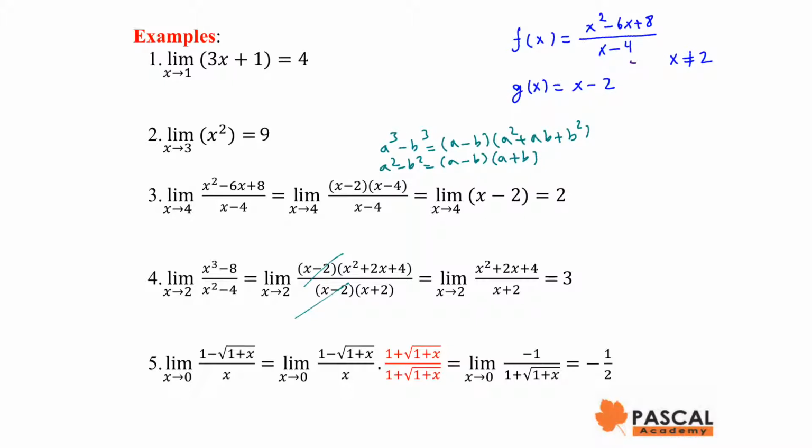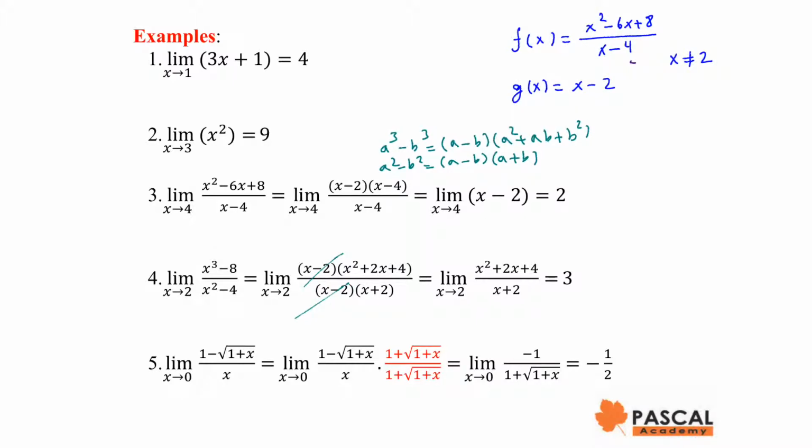Since x approaches 2, x cannot be 2. Therefore, x minus 2 is not 0. That means we can divide both the numerator and the denominator by x minus 2, and our limit would be the same as limit of (x^2 + 2x + 4) over (x + 2) as x approaches 2. When x is getting close to 2, x^2 + 2x + 4 is getting close to 12, and x plus 2 is getting close to 4. Therefore, the given limit is 12 over 4, which is 3.